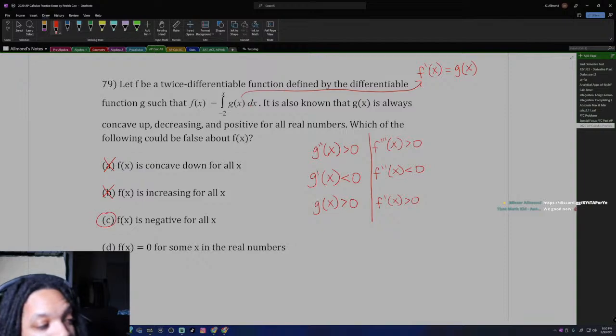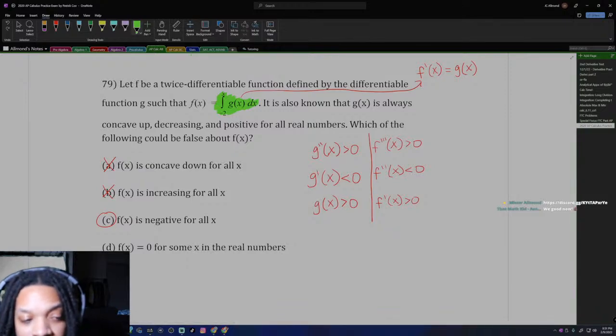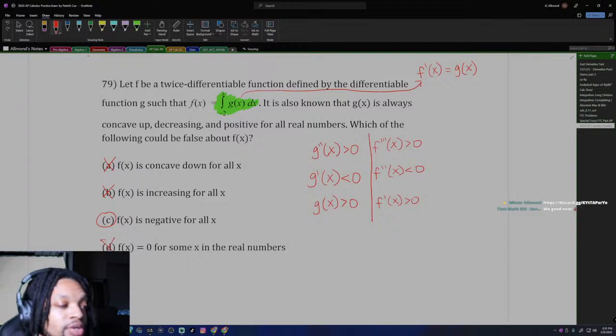I think D has to be true. For f of x to equal 0, remember, what is f of x? F of x is this whole integral from -2 to x. So when does that integral equal 0? When x is -2. Because what's the integral from -2 to -2? It's just 0. And it says for some x in the real numbers. -2 is an x value in the real numbers. So this is true. So I'm going C.